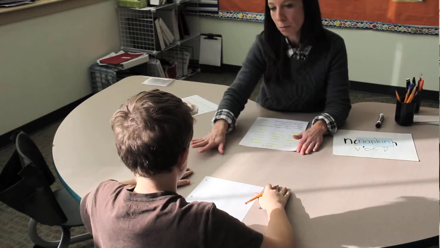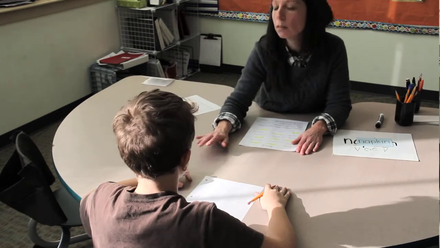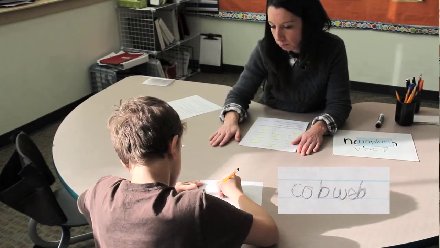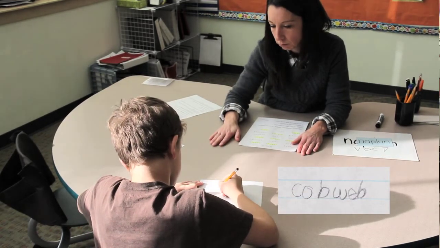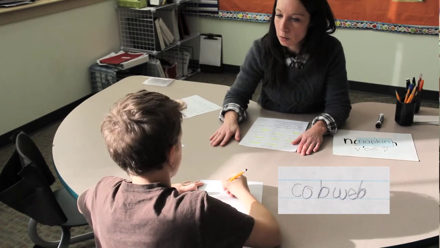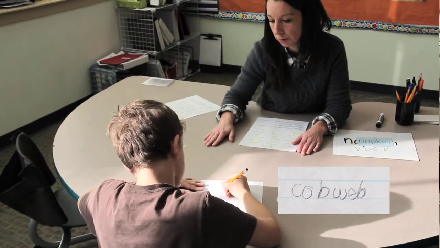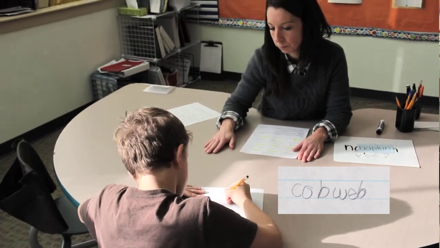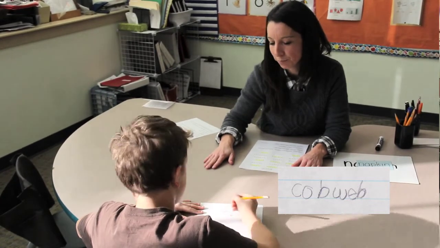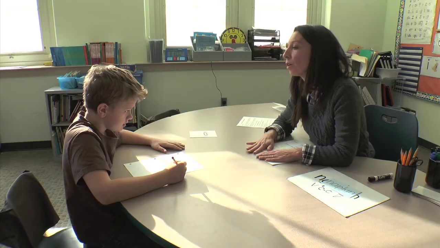Good. Now we can finger spell our first part. Good. Cob. Write that down. Okay, and our second part was? Web. Finger spell web for me. W-E-B. Good. Nice correction. What word did you write? Cobweb. Cobweb.